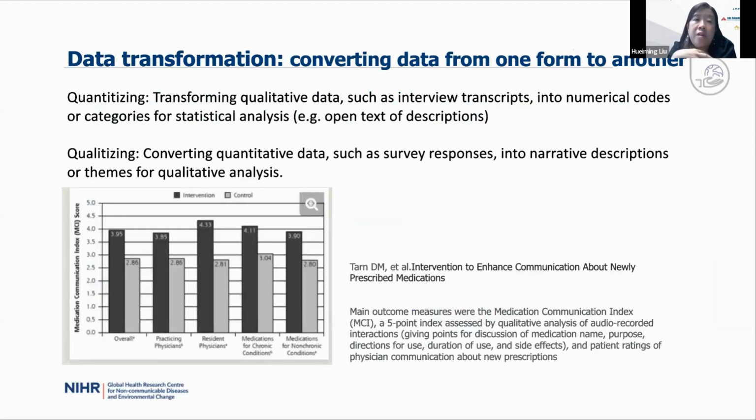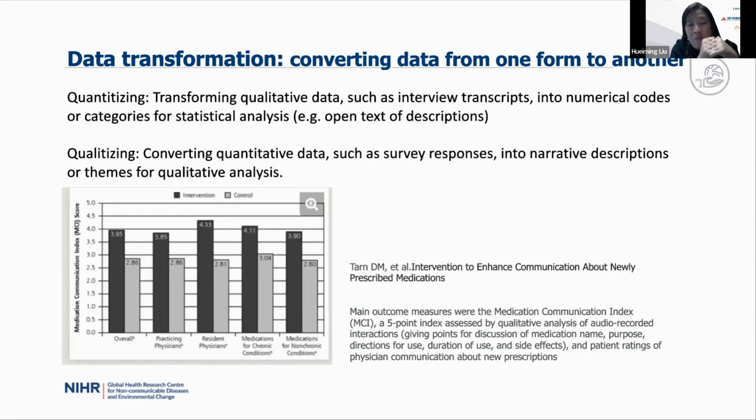Another type of integration, I guess you could think of it as data transformation, where you convert data from one form to another. So quantitizing, you can transform qualitative data, such as interview transcripts, into numerical codes or categories for statistical analysis. So for example, when we did coding, you might have a lot of people who all say we like salt substitutes. And then you can still say, well, out of the 30, we had 80% of those who actually like. So that's, you're using qual to quantizing it.